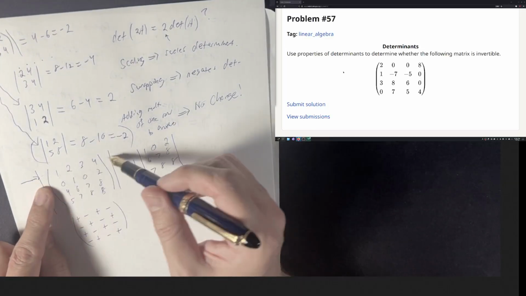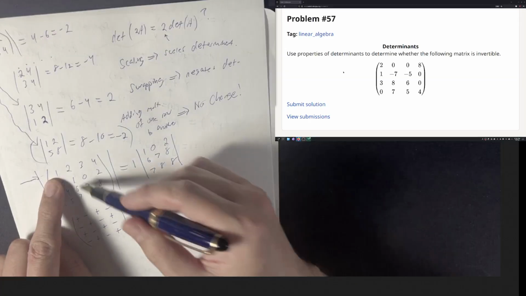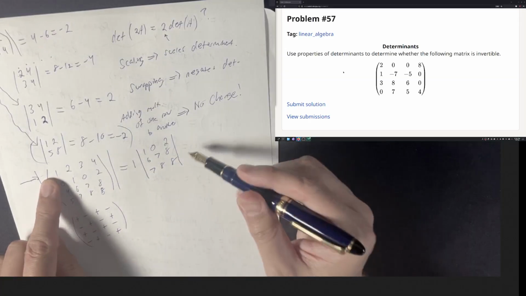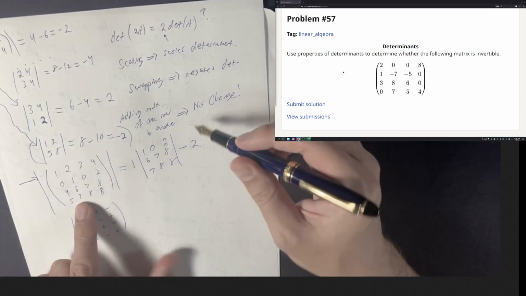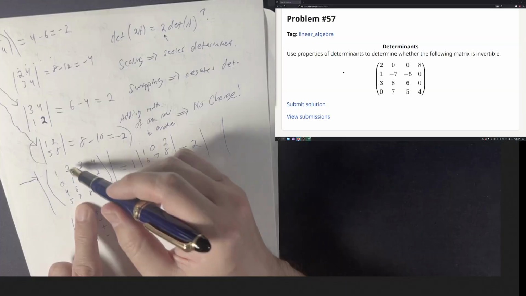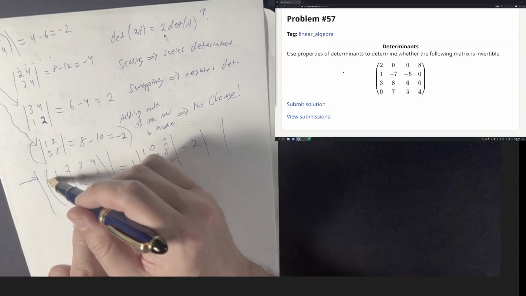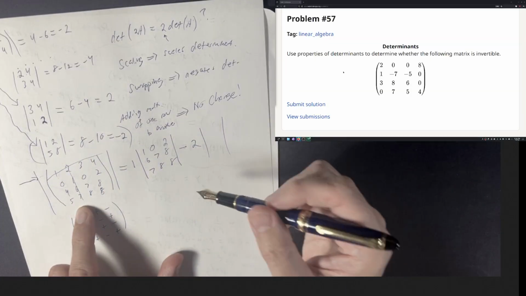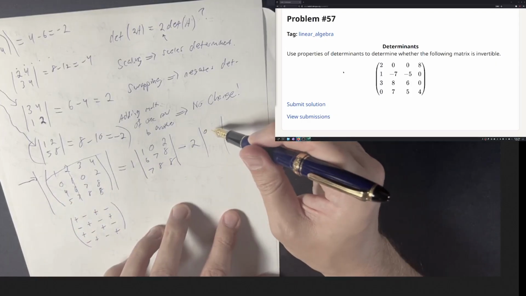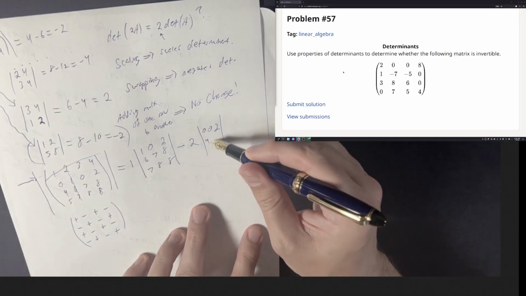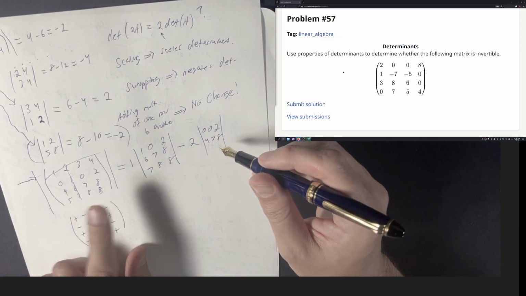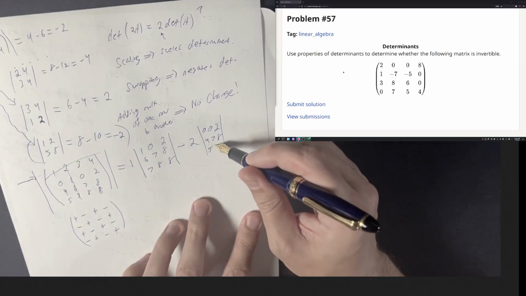So if you're expanding across this row, you get positive 1 times the determinant of the submatrix. Then you get negative 2. It's very important you don't skip that negative sign, right? Negative 2 times the determinant of everything that's left when you eliminate that column and that row. So we're going to be left with 0, 0, 2, and 4, 7, 8. We skipped the 6 that was there. And 5, 8, 8. We skipped the 7 that was there.